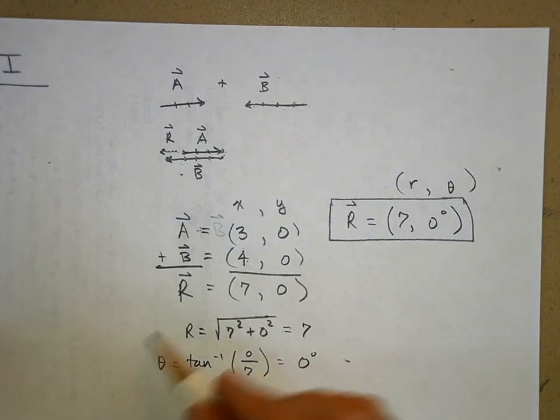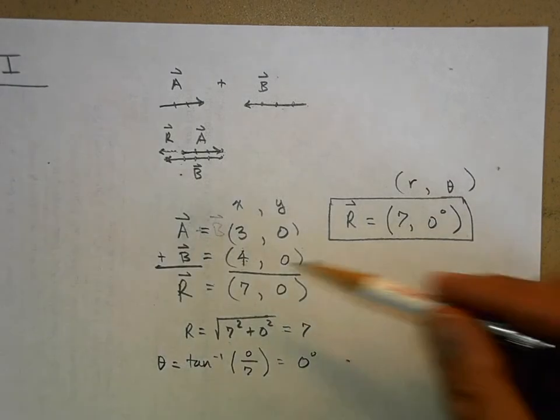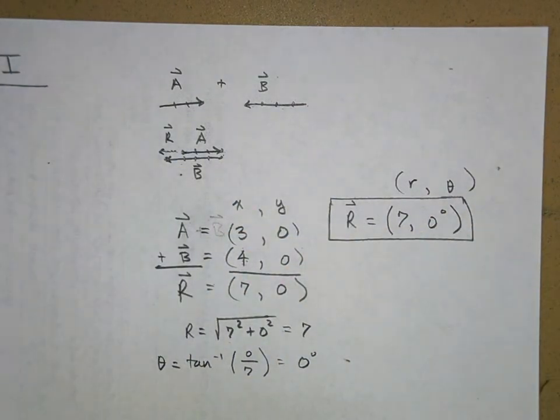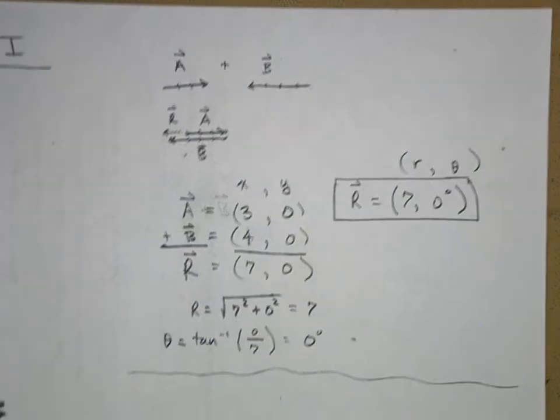Okay, so you can go through all this, but look at the picture. You don't need to do all this math. Look at the picture. You can see that it has a magnitude of 7 and an angle of 0 degrees. This is the answer to A plus B for our first example. Now for our second example, it gets a little bit more complicated.